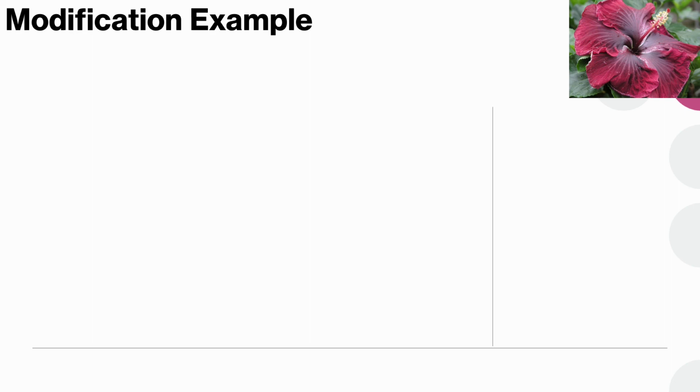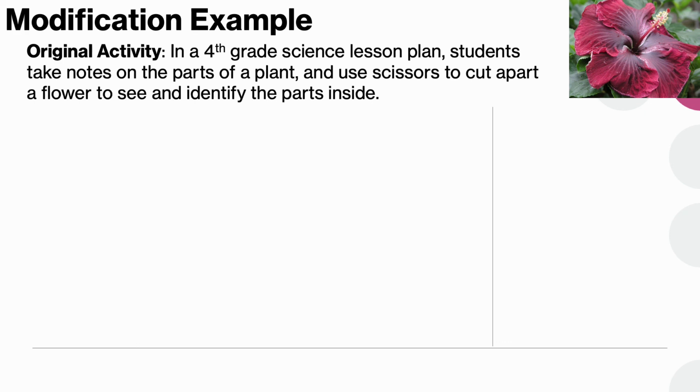And so here's an example of a modification that I've done to a lesson that I was able to find online, because there are a lot of them online that on the face of it look like disasters and there's no way that a lesson can be rehabilitated, but you find just a couple of tweaks can actually make it a pretty strong lesson. So I found one online, a fourth grade science lesson plan where students take notes on the parts of the plant based on direct instruction, so lecture, and then use scissors to cut apart a flower to see and identify the parts inside.